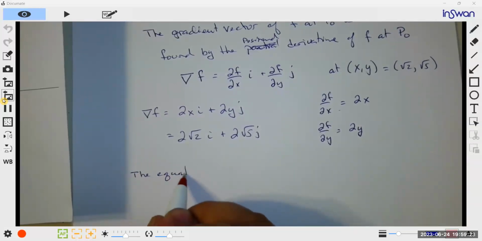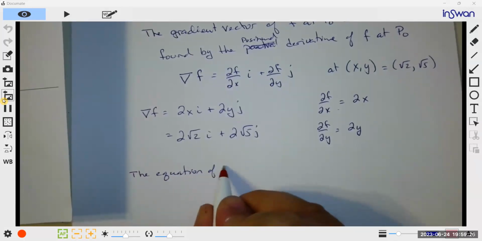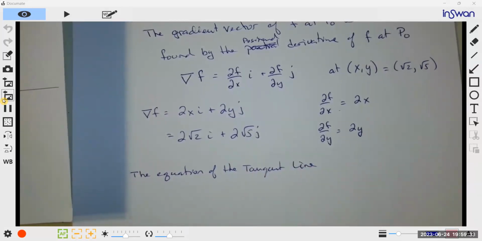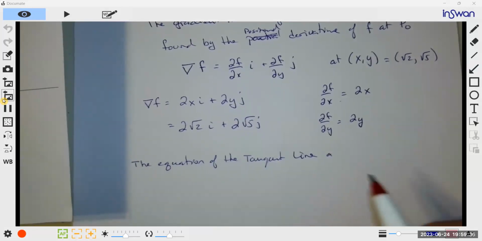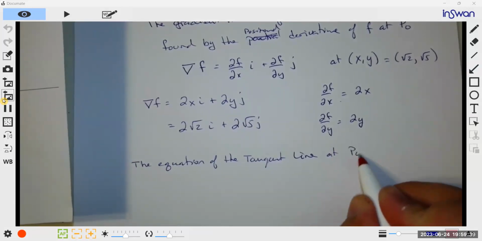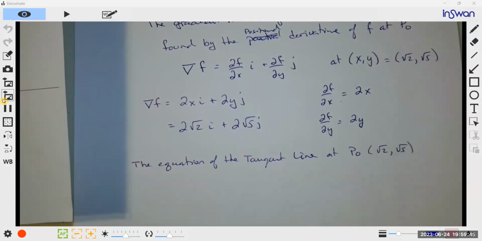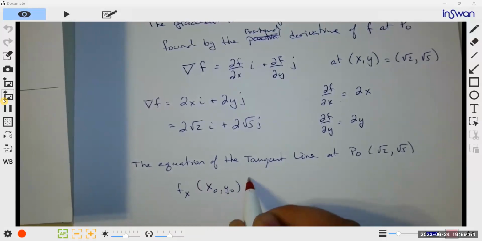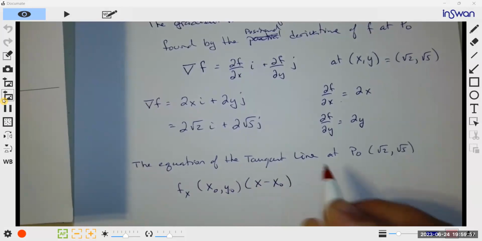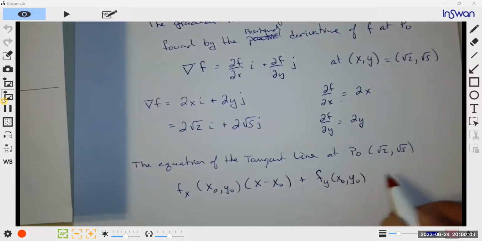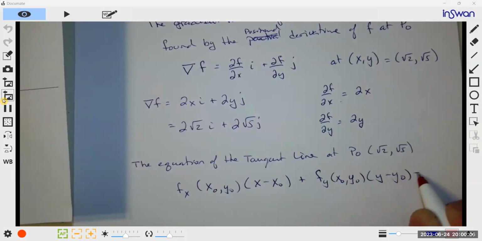The equation of the tangent line at p sub 0, at radical 2, radical 5, is found by the partial of f with respect to x at x sub 0, y sub 0, times x minus x sub 0, plus the partial with respect to y at the point x sub 0, y sub 0, times y minus y sub 0 equals 0.